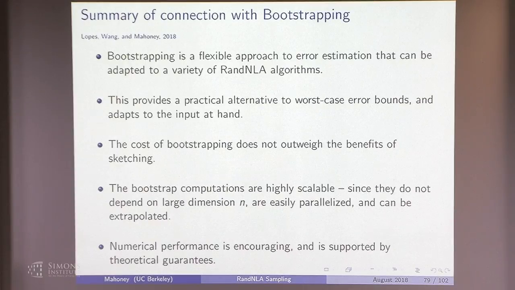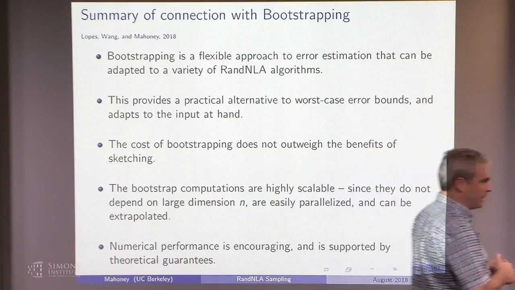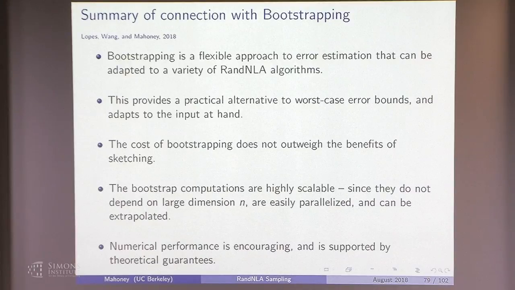And so there's a trade-off space here. These computations are very highly scalable. You can do them in parallel and so on. So there's a bunch of hello world results, nice theory in terms of estimating extreme value processes that was not black box, at least in terms of anything we knew. And the numerical performance is encouraging.